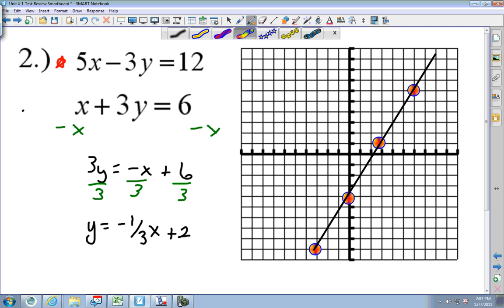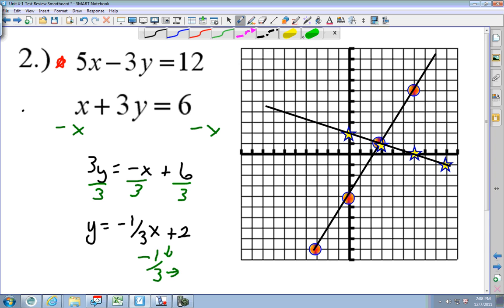So here, I'm going to plot at plus 2. My slope now tells me -1/3, which is down 1 to the right 3. Down 1 to the right 1, 2, 3. There we go. We hit it already. Down 1 to the right 1, 2, 3. Now I'm going to draw my line to connect my dots.